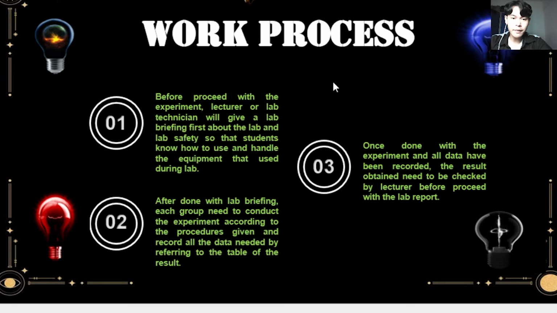Bismillahirrahmanirrahim. Assalamualaikum. My name is Muhammad Emir Syam Rostan with metric number B0920100318. So now I'm going to explain about the work process. The first step is, before proceeding with the experiment, all the students will be given a lab briefing about the lab and lab safety, so that the students know how to use and handle the equipment they use during the lab. After the briefing, each group needs to conduct the experiment according to the procedure given and record all the data needed by referring to the table of the result. Once done, the data that has been recorded must be checked by the lecturer before proceeding with the lab report.